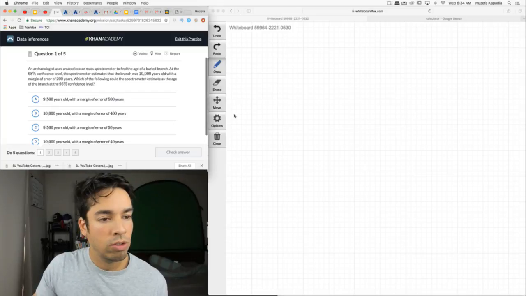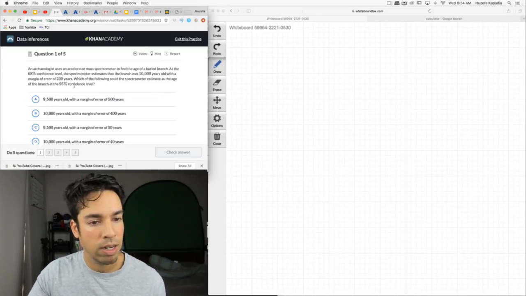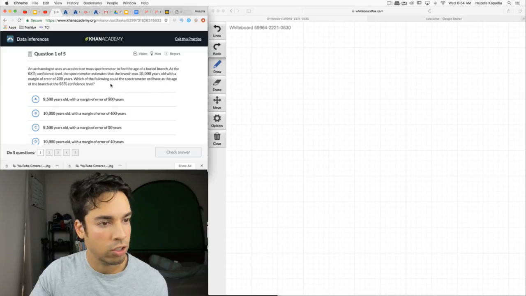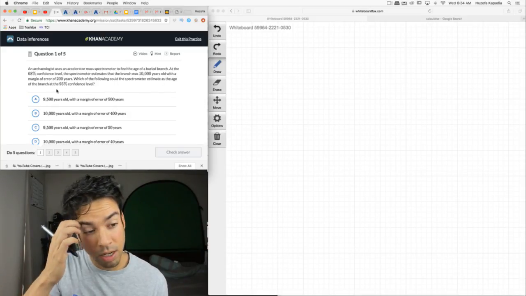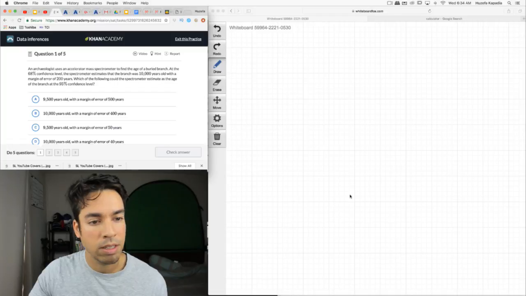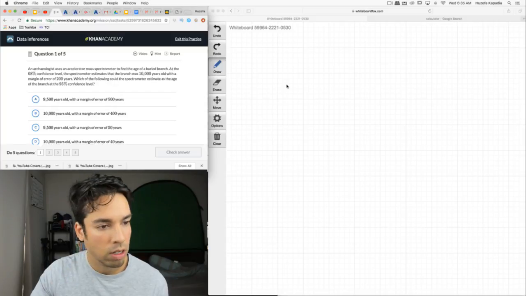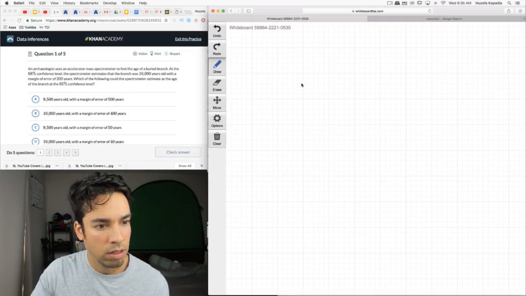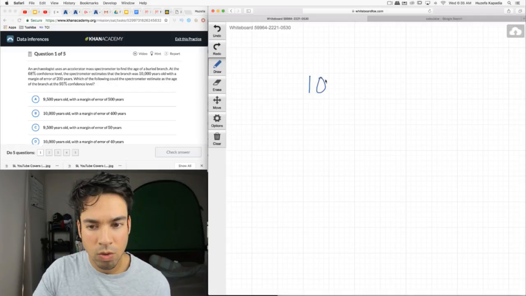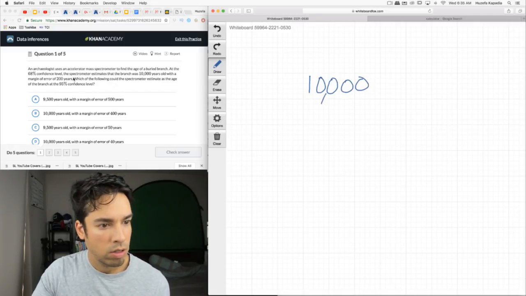Question 1. An archaeologist uses an accelerator mass spectrometer to find the age of a buried branch. At the 68% confidence level, the spectrometer estimates that the branch was 10,000 years old with a margin of error of 200 years. Which of the following could the spectrometer estimate as the age of the branch at the 95% confidence level? Okay, so this is basically, let's see, branch was 10,000 years old with a margin of error of 200 years.